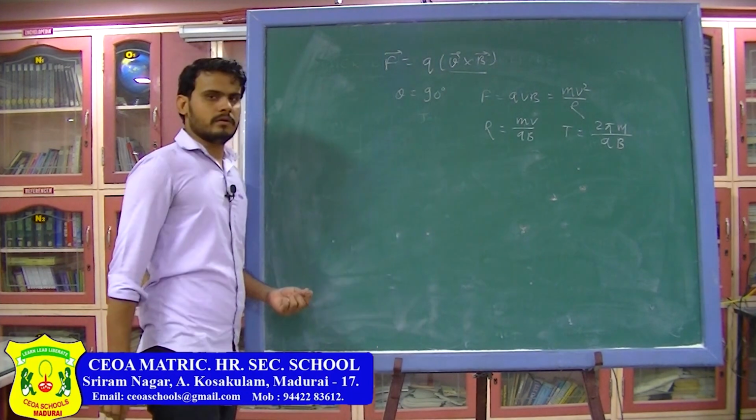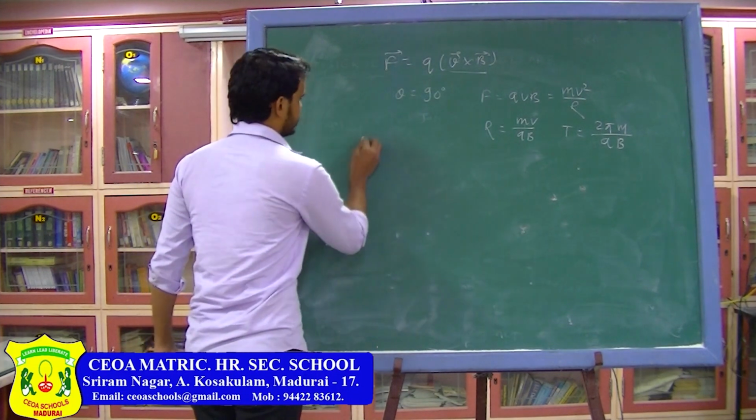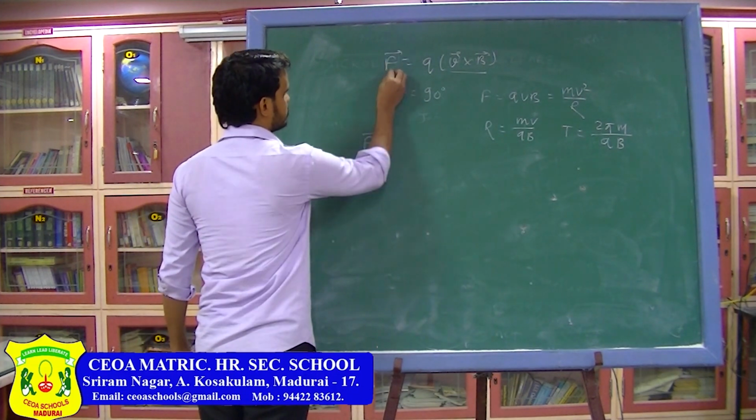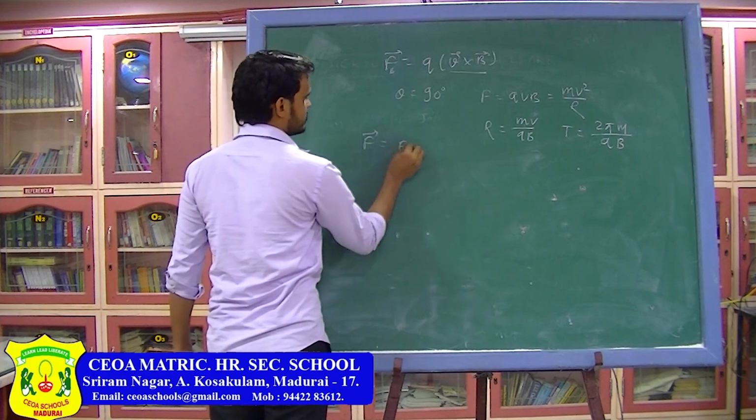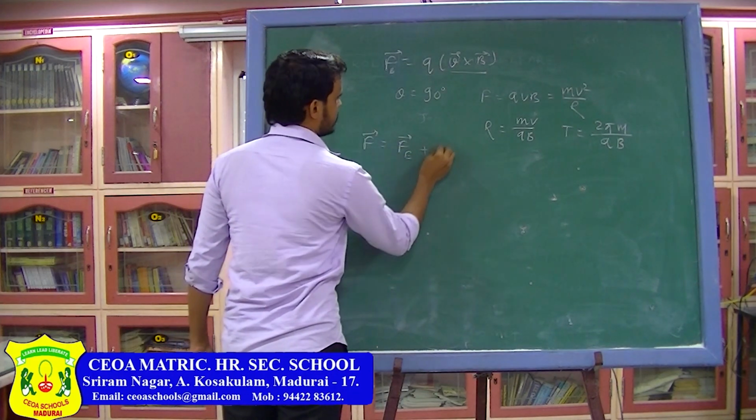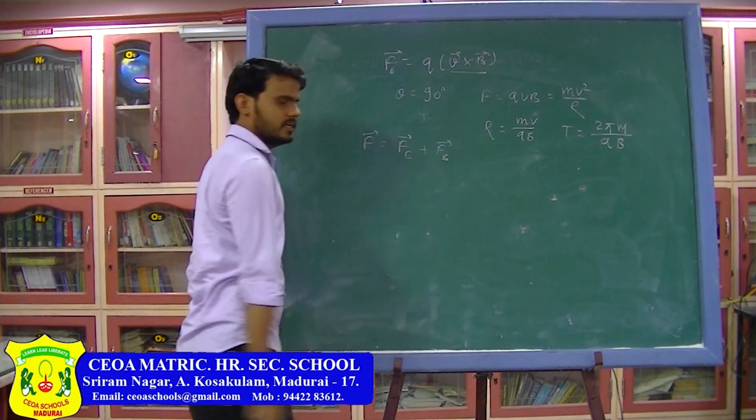Now, after this we have seen Lorentz force. Lorentz force is nothing but the total force. So this is the magnetic force. Lorentz force is the total electromagnetic force, which is electric force plus magnetic force.